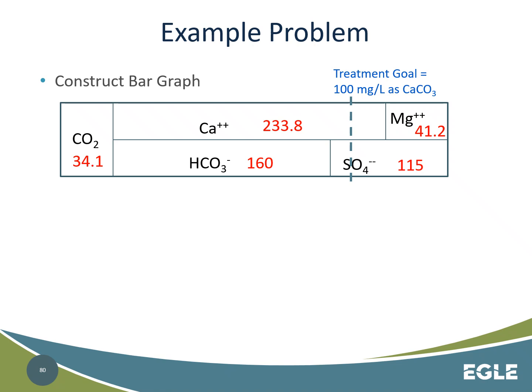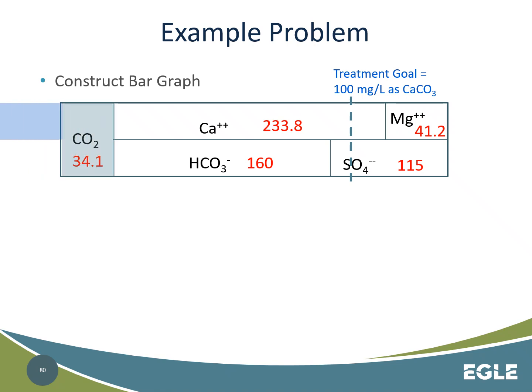Remember, the treatment goal is the hardness we are leaving in the water, so we measure this from the right side of the graph. Here you can see the treatment goal line is 100 milligrams per liter as calcium carbonate from the right, which is just slightly less than the 115 milligrams per liter of sulfate. Again, this scaling is important.